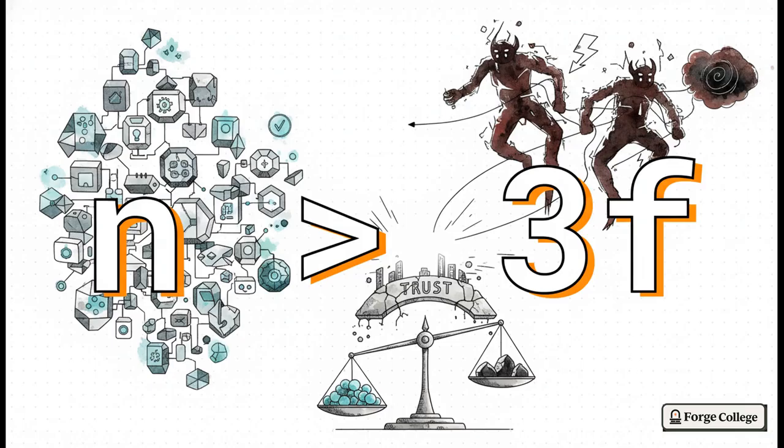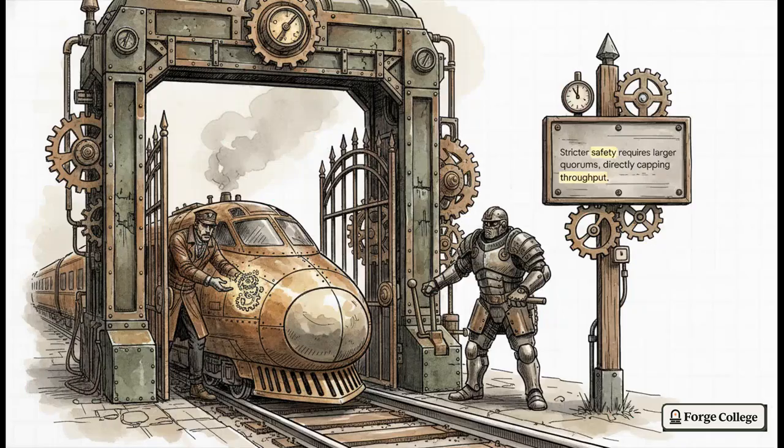To tolerate F number of malicious nodes, your total network size, which is N, has to be strictly greater than 3 times F. This single equation right here is your baseline. If you want to survive bad actors, you absolutely must scale up your total network size and demand massive supermajorities just to outvote them. And here is the unavoidable reality of that trade-off. Stricter safety requires larger quorums and way more explicit message phases, which directly caps your maximum throughput.